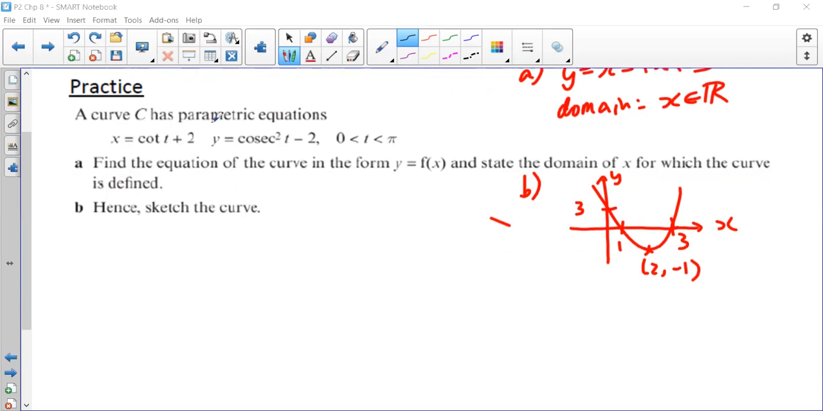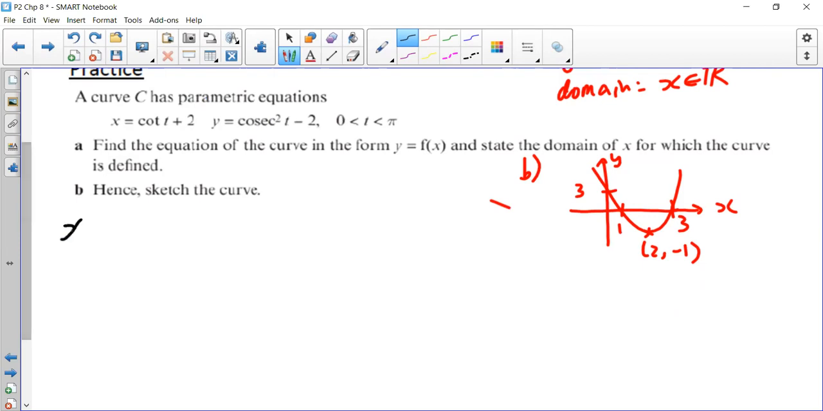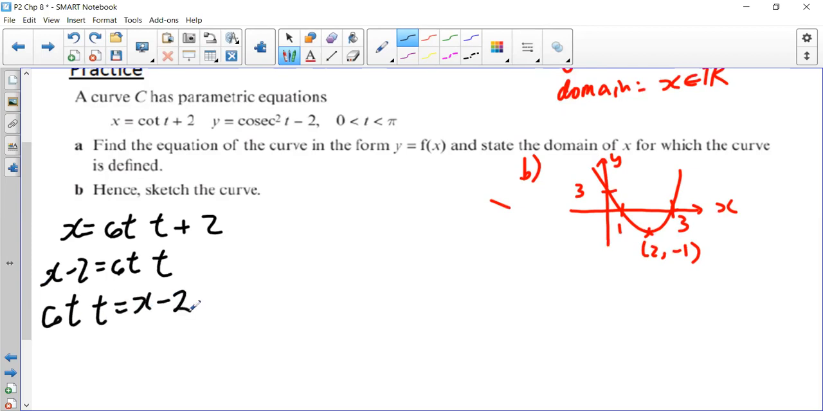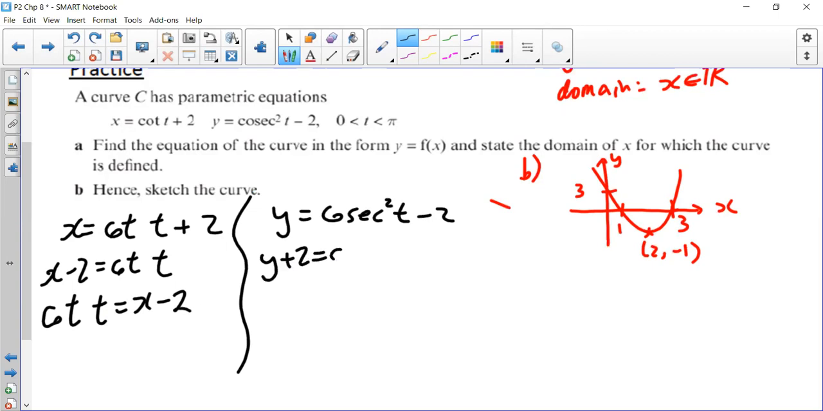So question A, first of all, cot and cosec squared. You can see an equation that prompts you to think about using the identity 1 plus cot squared equals cosec squared. With that in mind, we can make cot and cosec the subject. So x equals cot t plus 2. To make cot t the subject, I move 2 to the other side, so cot t equals x minus 2. On the y, y equals cosec squared t minus 2. Move the minus 2 to the left-hand side, it becomes plus 2, so cosec squared t equals y plus 2.